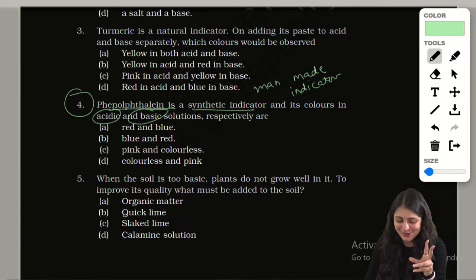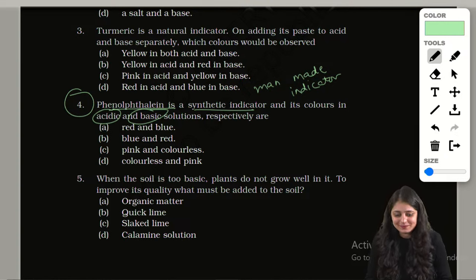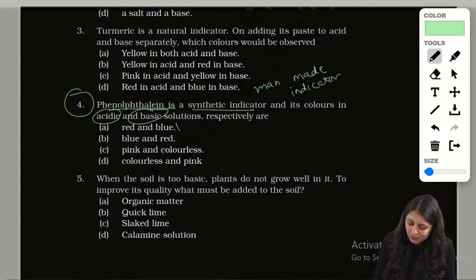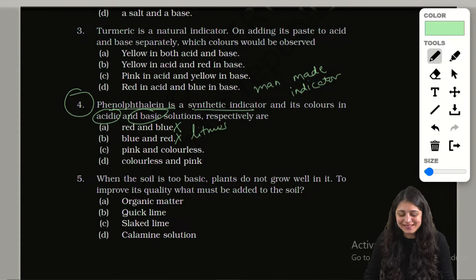The ones who're getting confused between C and D. देखो रेड ब्लू ब्लू रेड ये तो लिटमस के कलर्स हो गए ना, तो ये दोनों ऑप्शन तो आप वैसे ही रूल आउट कर सकते हो. तो लिटमस के साथ कलर चेंज होता है, फिनोप्थिलीन सी डी में से अब बताओ. आई हैव मेड योर टास्क अ लिटिल इजी. चलिए बताएंगे.